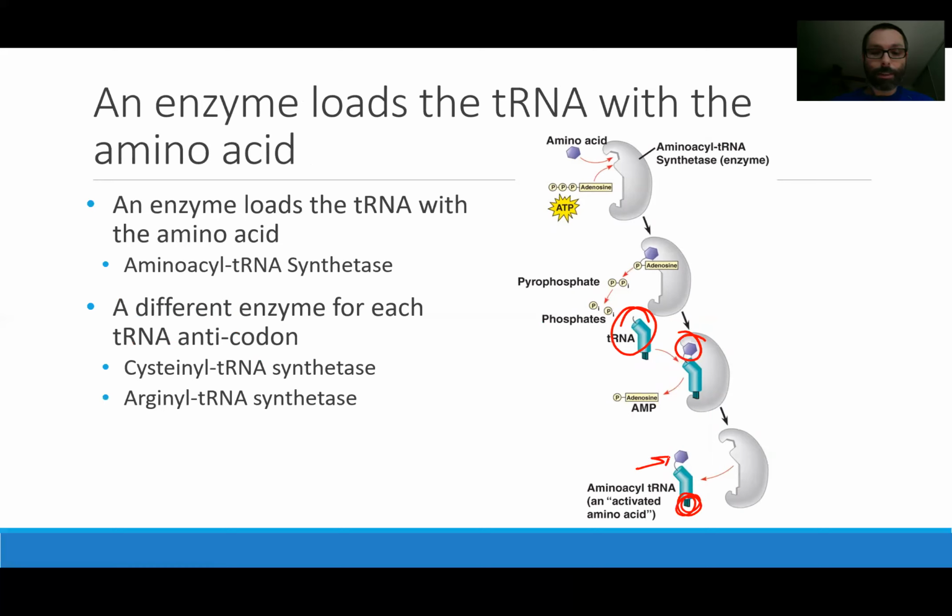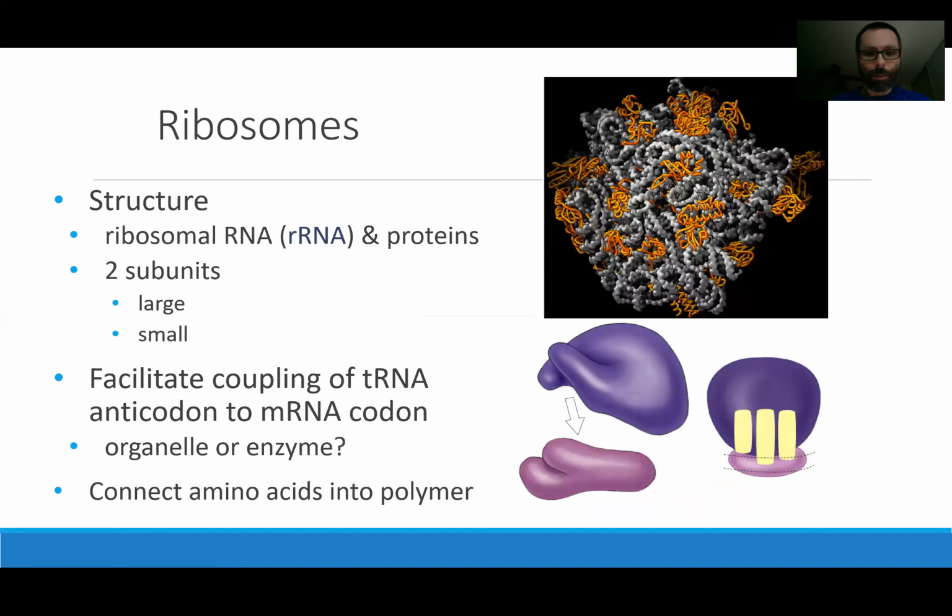correct amino acid. If you were to get a mutation in this where somehow this enzyme is going to pick up the right tRNA, but instead of picking up that amino acid, it picks up a different one, and now you end up with the wrong amino acid onto the wrong anticodon, right? And this is going to mess up your protein. So that's just one small thing that comes up sometimes.